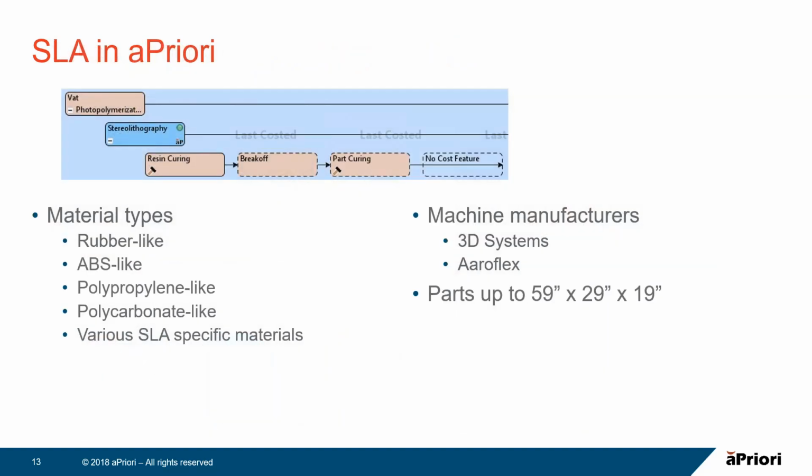In aPriori, we represent SLA through the routing shown in this image. So resin curing is the process of SLA essentially. Again, we've got a break off of support structures. And part curing: for stereolithography parts, the part comes out of the printer and it's said to be in a green state, so it's not fully cured. To enhance the mechanical properties and to ensure the outside layers are solidified, the part is cured in UV light. We've got 5 different material types, 2 of the big machine manufacturers, and large part size up to 59 by 29 by 19 inches.